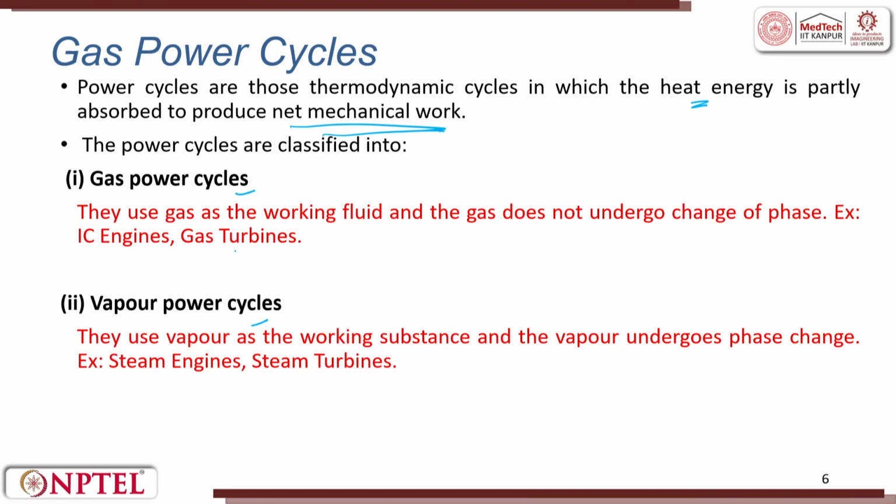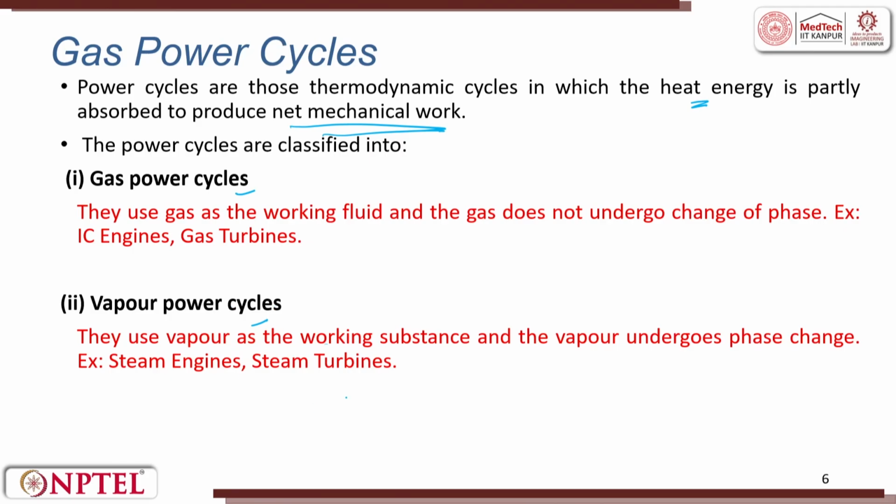When we talk about vapor power, we always try to take water as a working fluid, right? Water as a working fluid, but sometimes you can use other chemicals also. They use vapor as the working substance, and the vapor undergoes a change in phase. That is why it is called a vapor power cycle. So, steam engine, steam turbine.